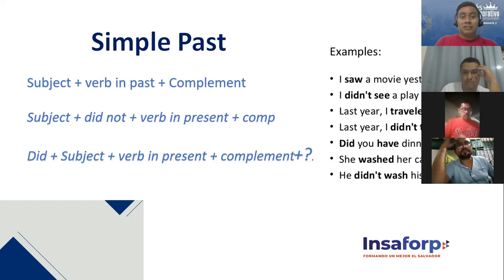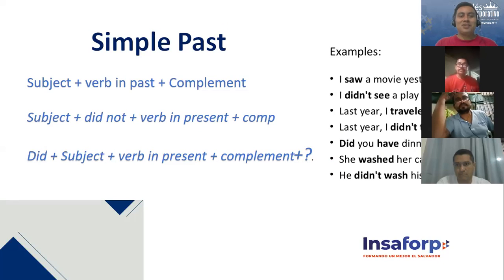What do we use? Exactly, we use didn't. So in this case, the verb goes in present because we use didn't, right? We say, I didn't see a play yesterday. We do not say I didn't saw, because I'm using didn't, and didn't makes the verb past.